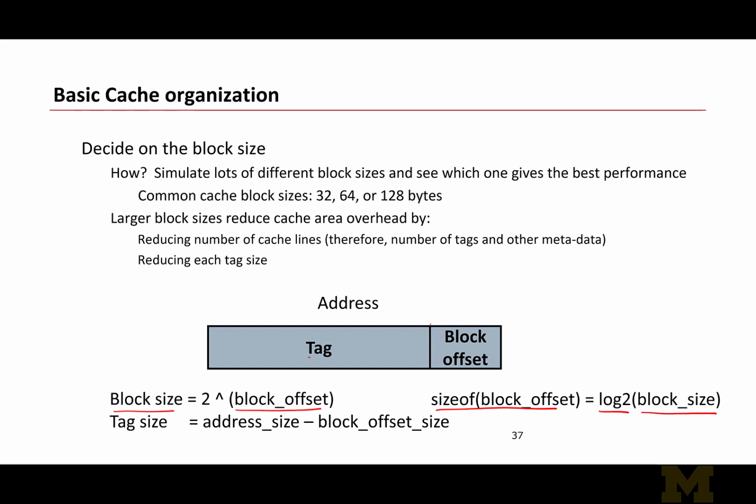So now once I figure out what my block offset size is, the number of bits that I would need to specify my block offset, then I can compute my tag size as simply the address size minus the block offset size. And the address size is defined by your ISA. So for a 64-bit ISA it would be 64. For 32-bit ISA it would be 32, and so on.